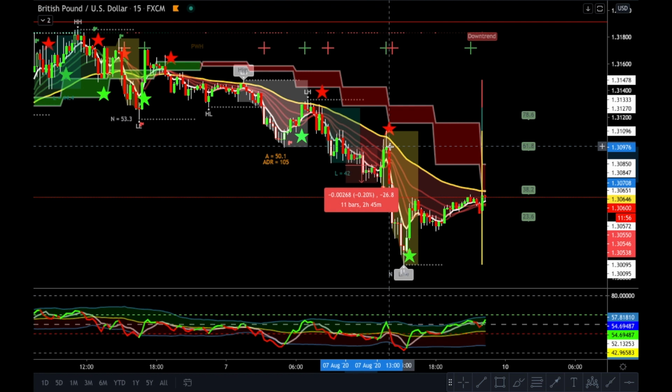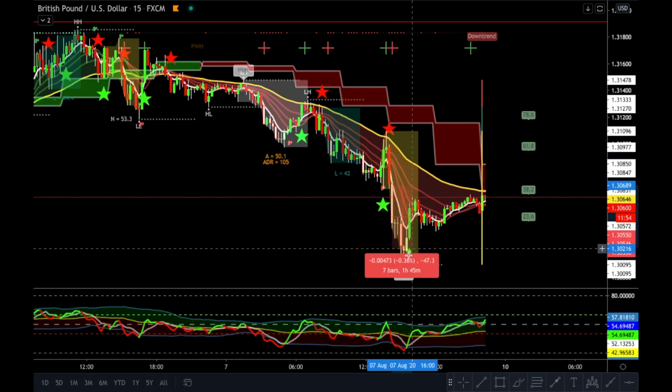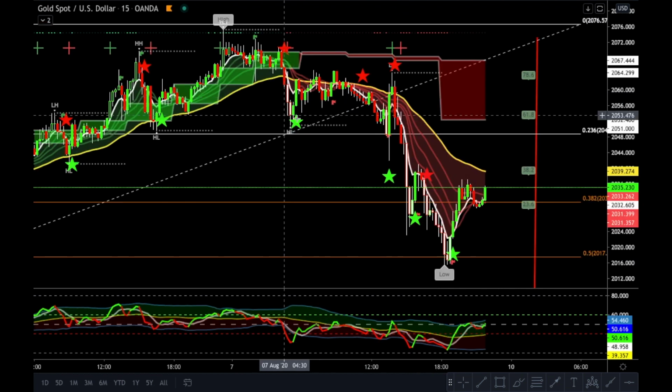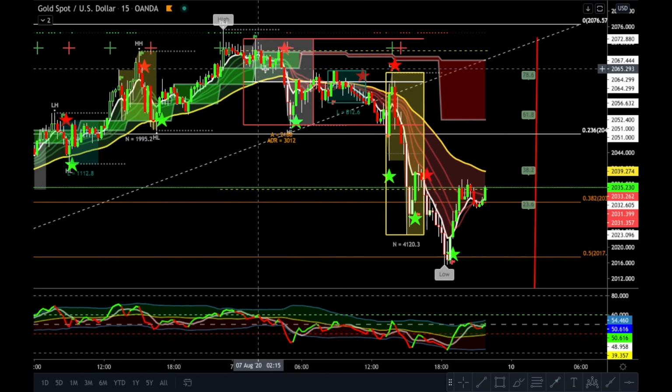And then if you started again in the New York session, you would have been able to make about 50 pips. So all in, you could have made about 70 pips that day. Gold, even with gold, it did the same thing, as you can see.